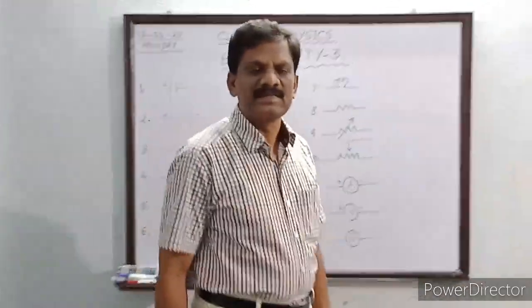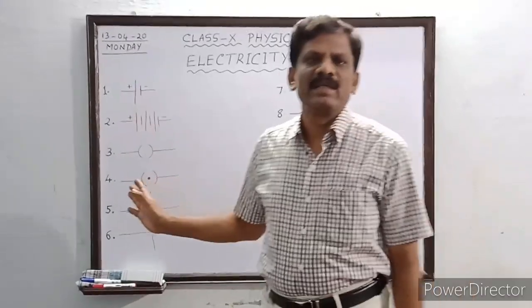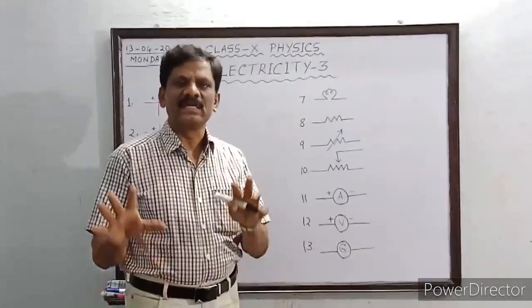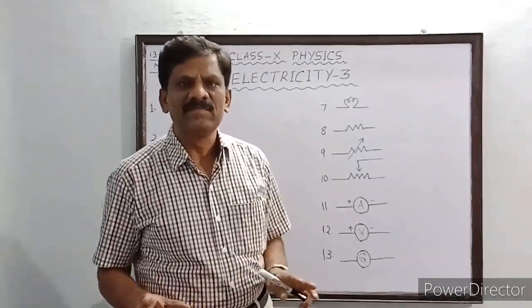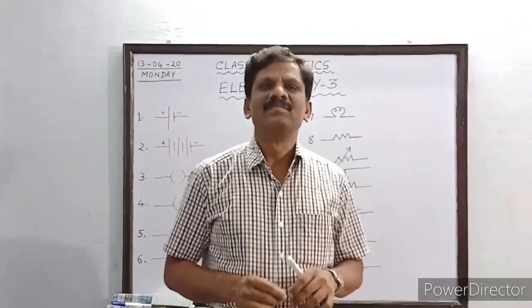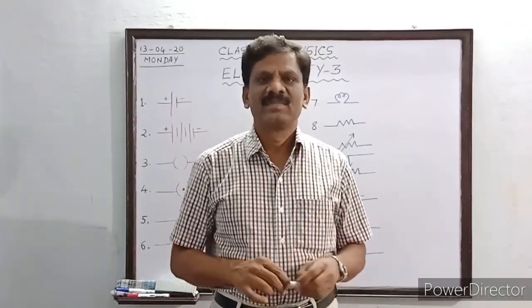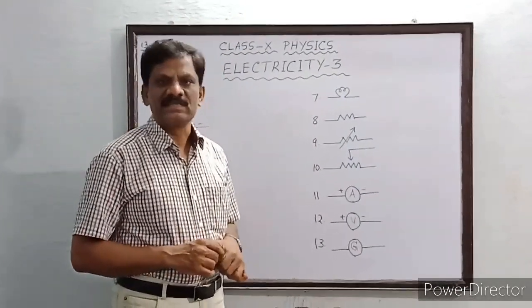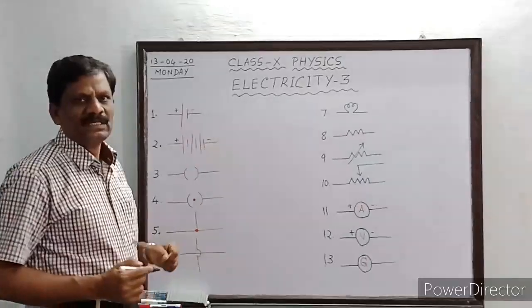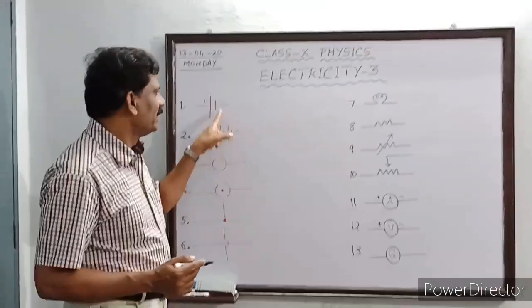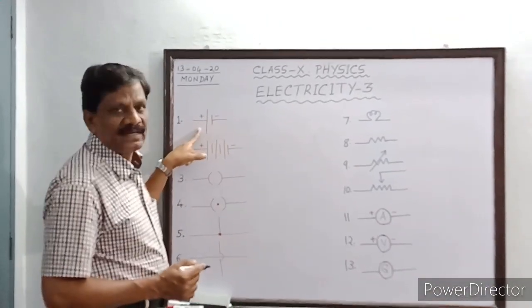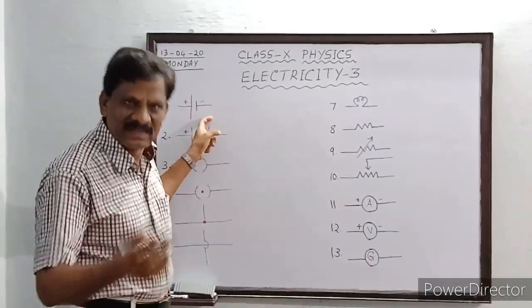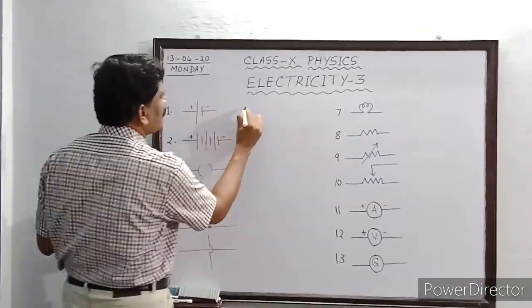Now we are going to discuss some symbols used in electrical circuits. In electricity, whenever we draw a circuit, we cannot draw the actual electrical components. That is why some shortcut symbols are permitted. So, we will introduce some electrical symbols used in electric circuits. The first one has a positive terminal and a negative terminal, represented respectively by a longer line and a shorter line. This we have already used. It is a cell.